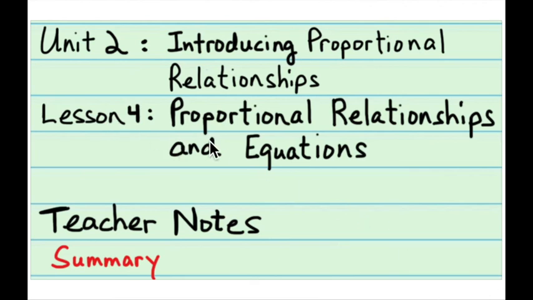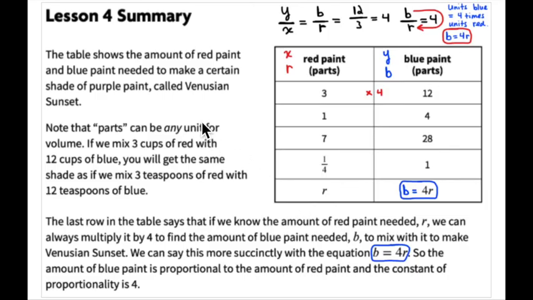This is the summary for lesson 4. And in the summary, they show you this table, and they're going to use red paint and blue paint to make a shade of purple paint called Venusian sunset. And so they're going to make the blue paint the y value and the red paint the x value. So y over x, you need to figure out the constant of proportionality. So I'm given a certain amount of red paint. What do I multiply that red paint by to figure out how much blue paint I need to use to get this shade of purple?